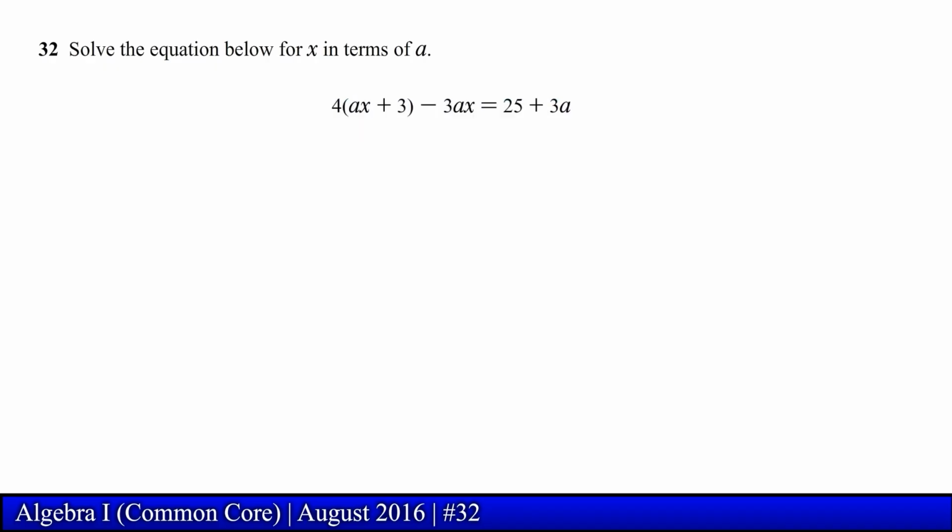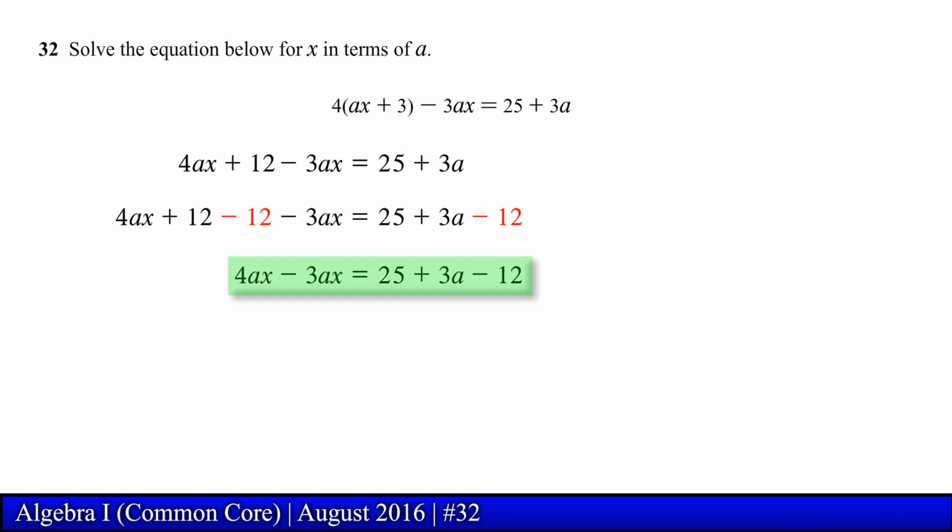We first need to distribute the constant 4 into the binomial as follows. Next, we need to move all the terms that contain the variable x to one side of the equation, and everything else to the other side of the equation. Doing that, we obtain the following.